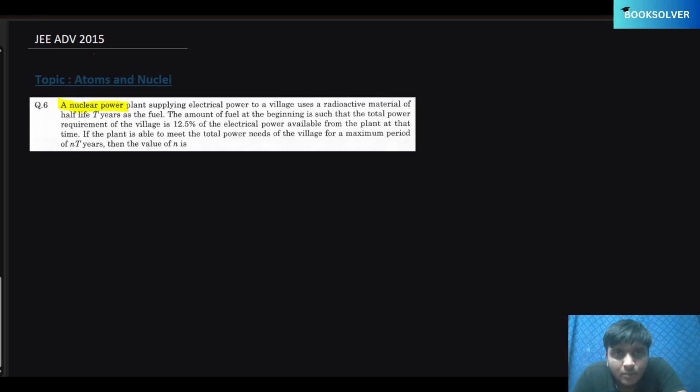A nuclear power plant is supplying electrical power to a village, which is using a radioactive material of half-life T years as the fuel. The amount of the fuel at the beginning is such that the total power requirement of that village is 12.5% of the electrical power available from the plant. If the plant is able to meet the total power needs for a maximum period of n times T years, then the value of n is.